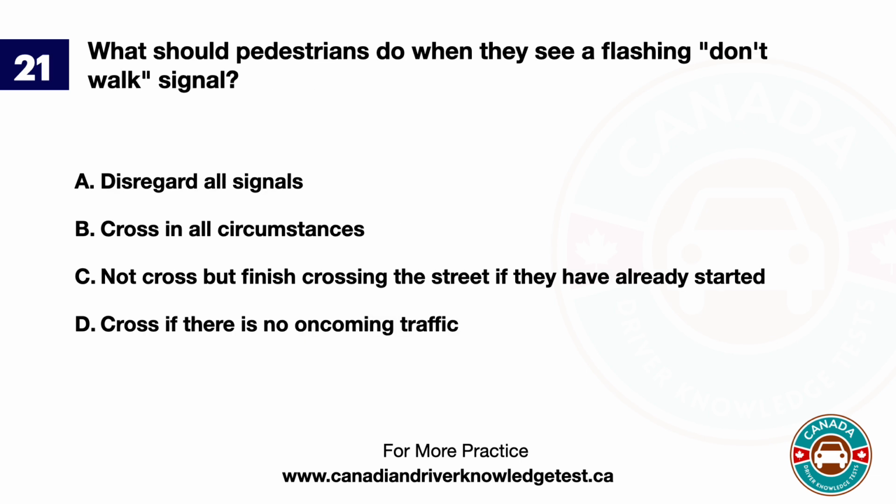Question 21. What should pedestrians do when they see a flashing "Don't Walk" signal? A. Disregard all signals. B. Cross in all circumstances. C. Not cross but finish crossing the street if they have already started. D. Cross if there is no oncoming traffic. The answer is C. Not cross but finish crossing the street if they have already started.